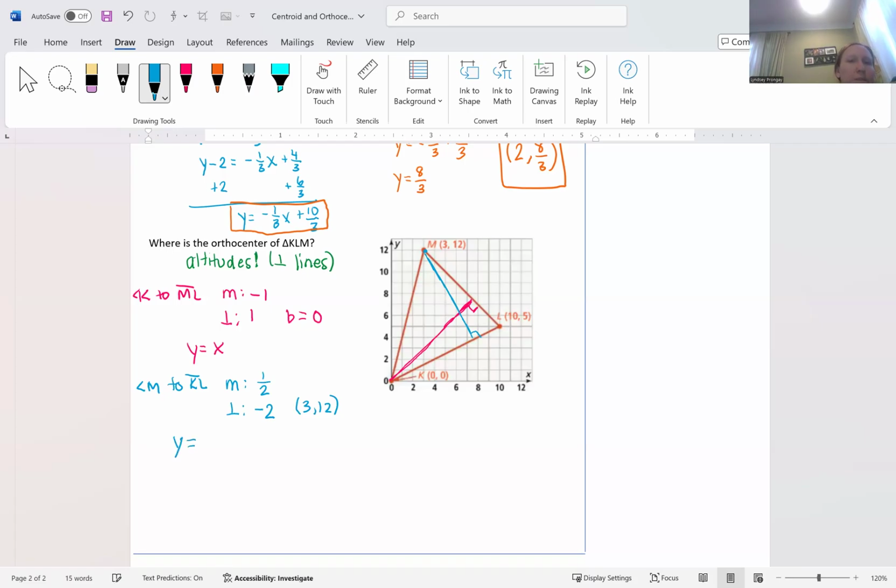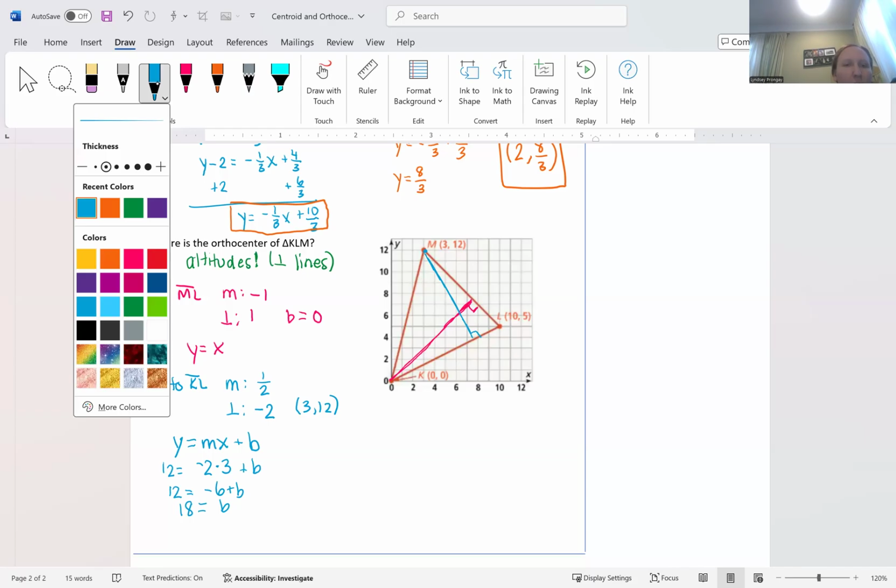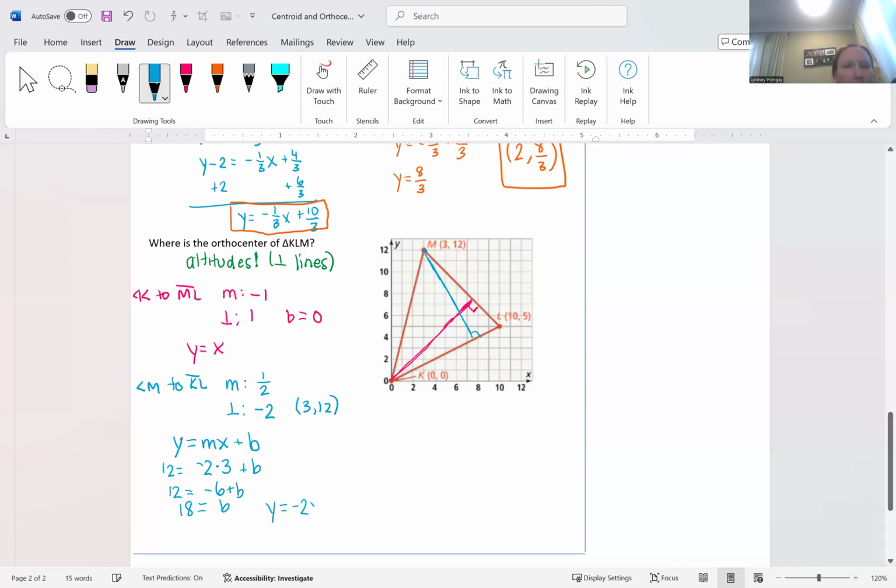So for this one, I'm going to plug in things to y equals mx plus b. So our m was -2, our x is 3, our y is 12. We go from there. We get 12 equals -6 plus b, and b equals 18. So our equation for this one is y equals -2x plus 18. And now I have my two equations. We had y equals x and y equals -2x plus 18. Those are the equations of two of my altitudes. Now I will solve the system.